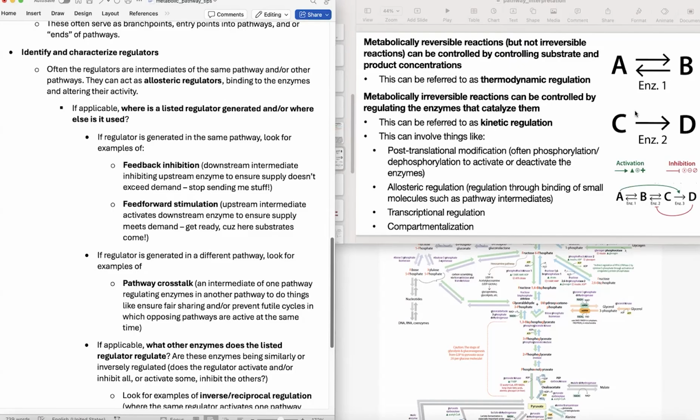And so allosteric regulation is when you have a molecule that binds to the enzyme outside of the active site, changes the shape of the enzyme. So the enzyme undergoes some sort of conformational change that affects the activity of the enzyme. It can either activate the enzyme, it can inhibit the enzyme, but it's not binding in the active site, it's binding somewhere else, and it's altering the activity of the enzyme.